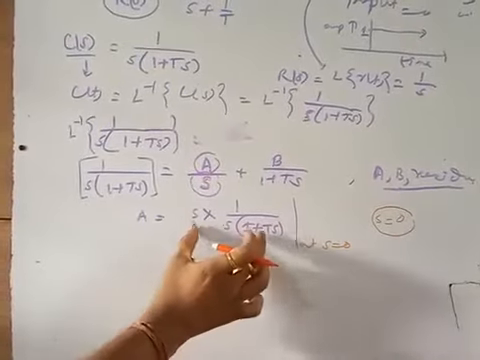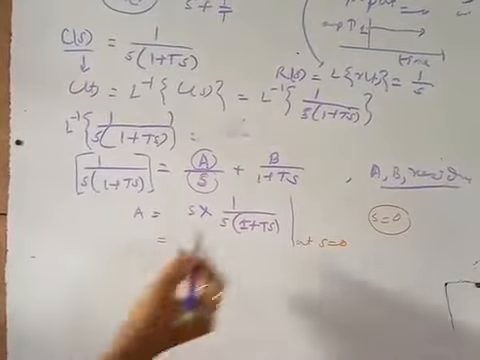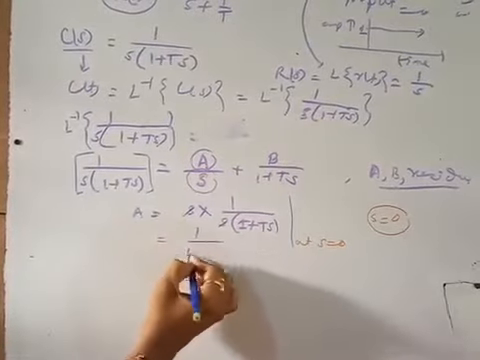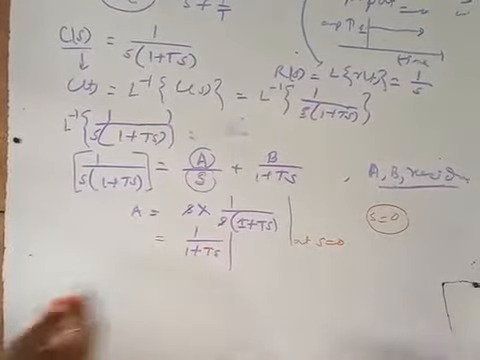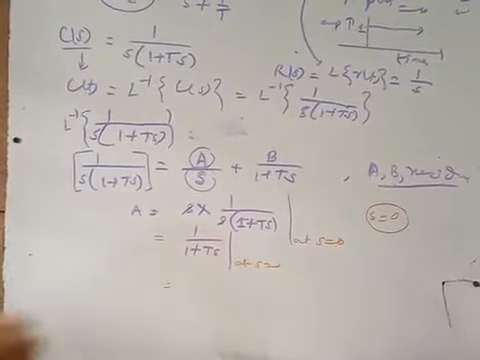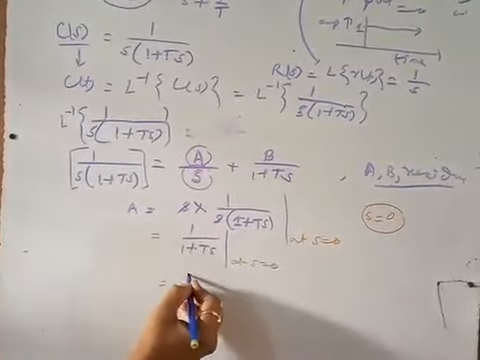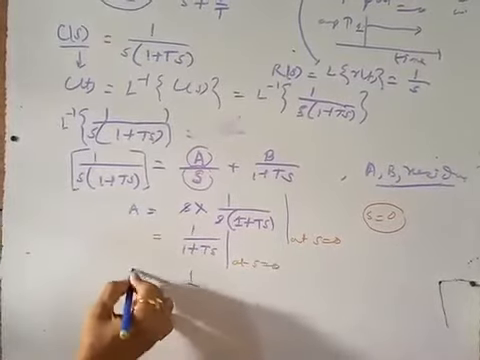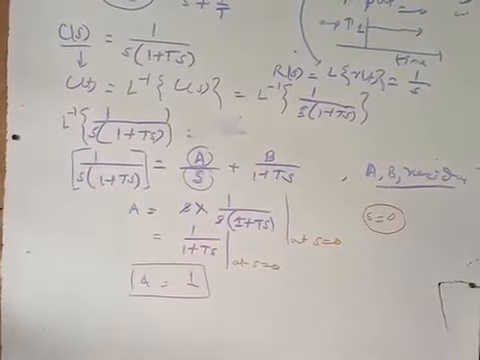After the simplification, what will you get? You will get 1 by 1 plus TS, and you have to put the value of S is equal to 0. Put S is equal to 0 here, and you get 1. So the value of A is equal to 1 by this formula.